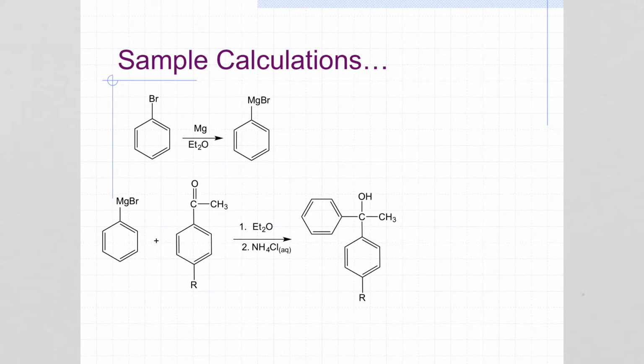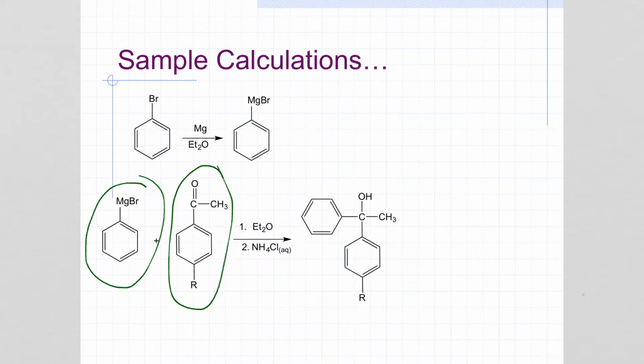To do this reaction, the first thing you're going to have to do is prepare a Grignard reagent. Then you're going to take this Grignard reagent and react it with your ketone to give you this alcohol, and what you have made right here is your new carbon-carbon bond.